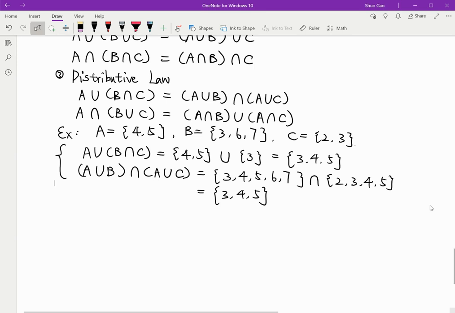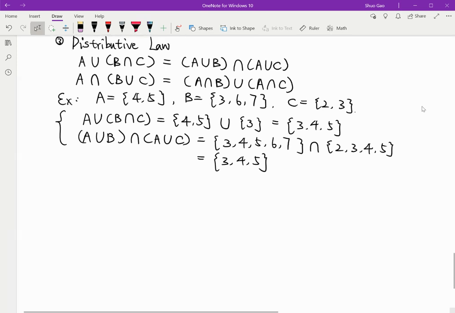And then we can calculate the second one, A intersect B union C. So what's this? This should be, A is 4 and 5.